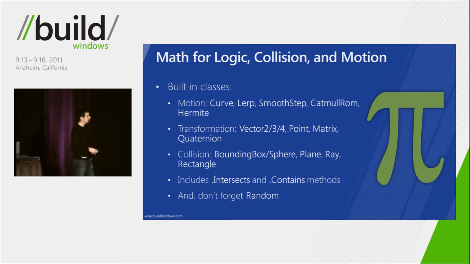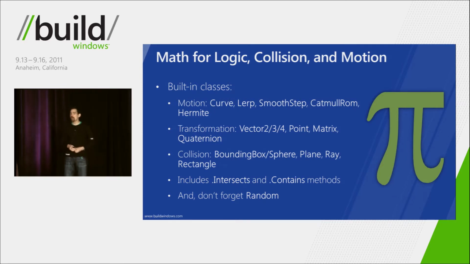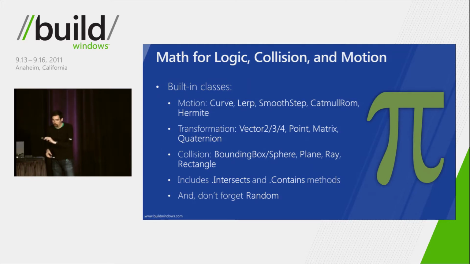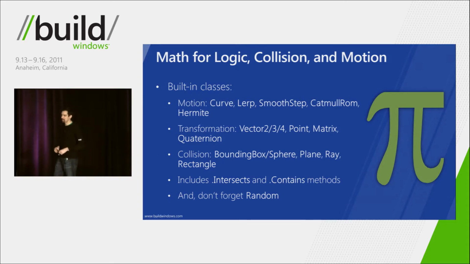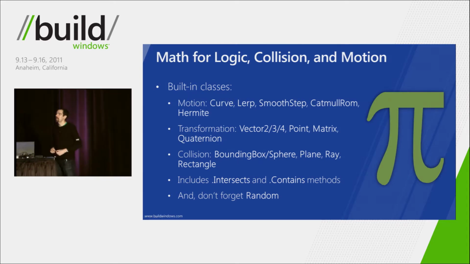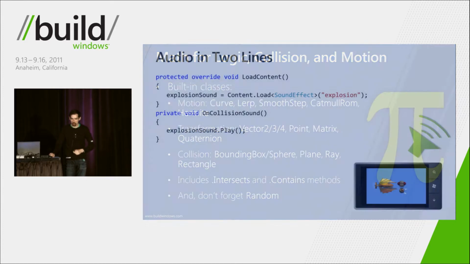For those that are working in both the 2D and 3D spheres of influence, you have your full vector complements, 2, 3, and 4, points, matrices, and quaternions for your rotations. And then for collision, what you saw was rectangle. There are 3D equivalents, bounding box, sphere, planes, and rays that you can set up and do all of your hit testing in 3D as well as 2D. All of these contain intersects and contains methods. And just as I told you, magic numbers being the heart of any game, the random class definitely deserves a mention. Much fun has been had with randomizing all kinds of things, and I assume that you'll have just as much fun as I've had with that as well.